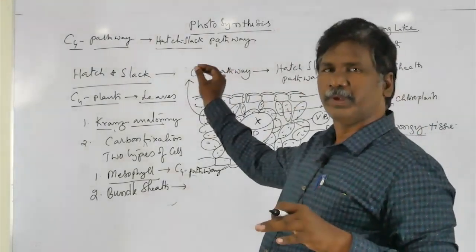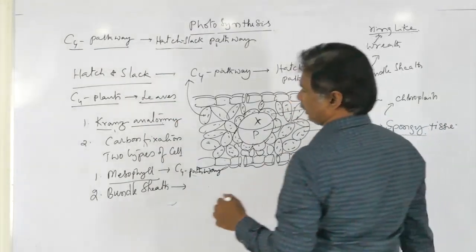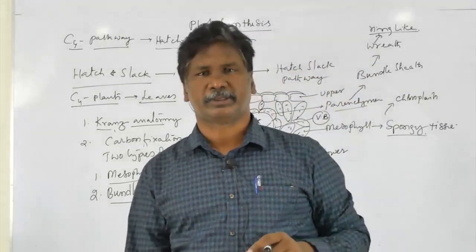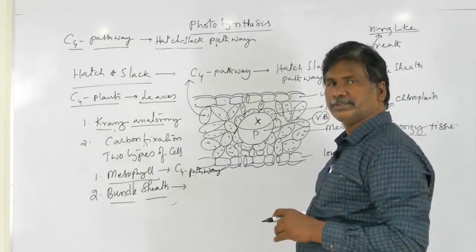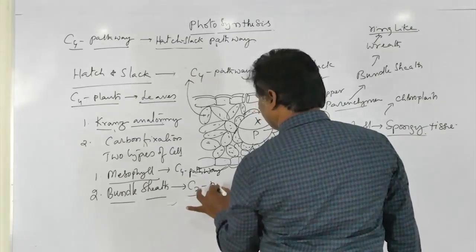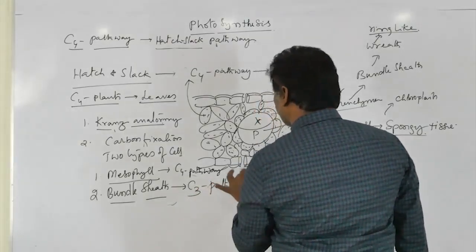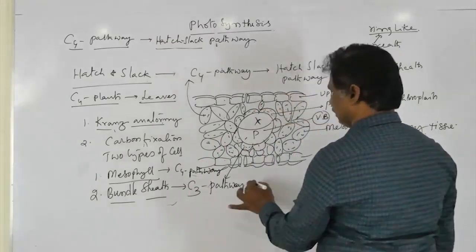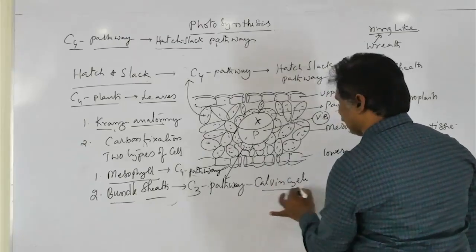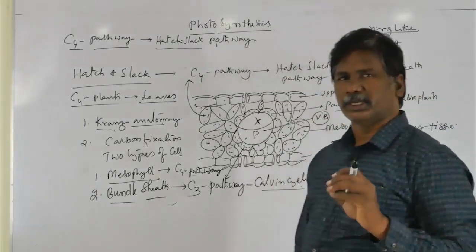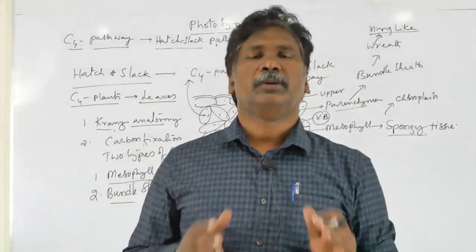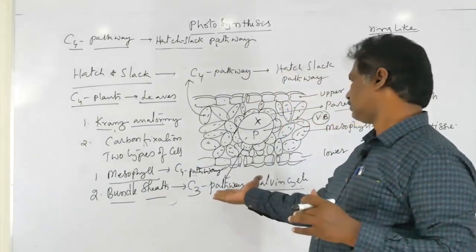Another type of cell also participates in carbon fixation in C4 plants. The bundle sheath cells also fix carbon through the C3 pathway. That C3 pathway is also called the Calvin cycle, and it takes place within the bundle sheath cells.